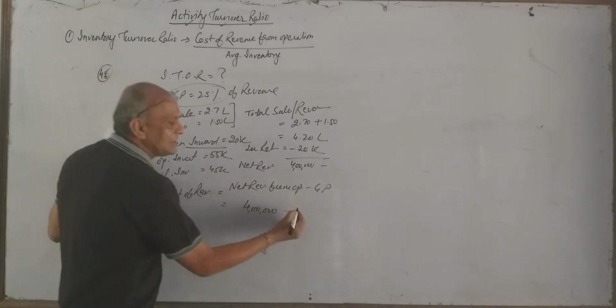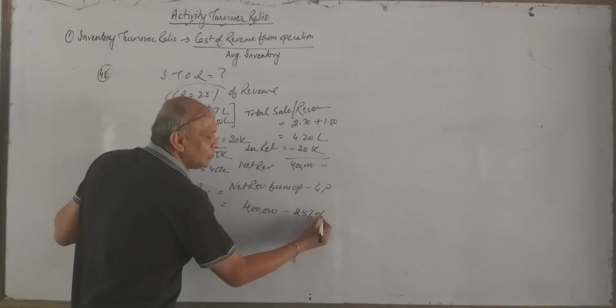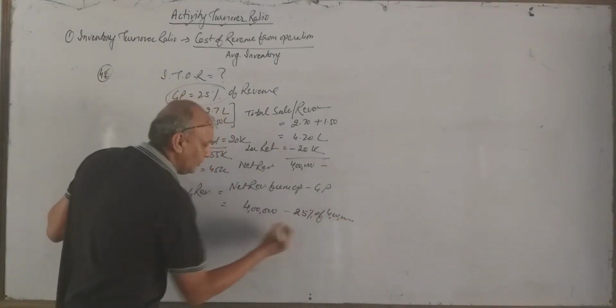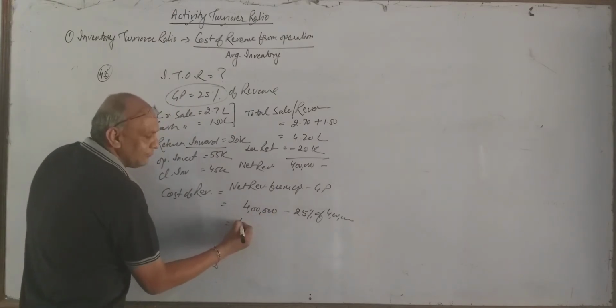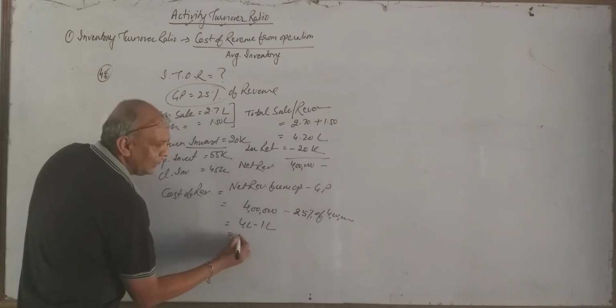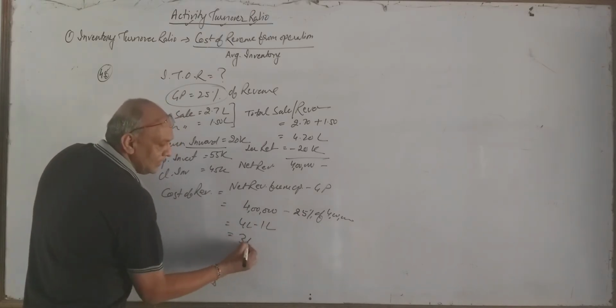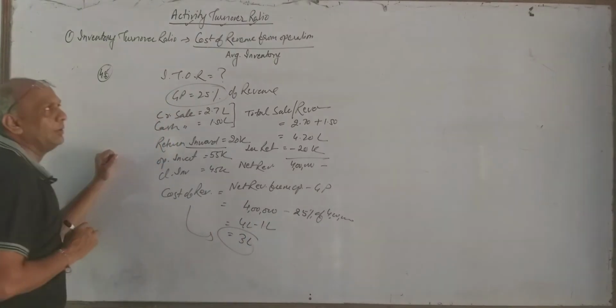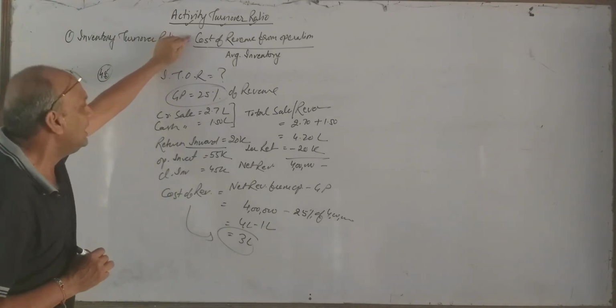तो here minus GP 25% of 4 lakh. तो 4 lakh minus it will be 1 lakh is equal to 3 lakh. 3 lakh is your cost of revenue from operation. One item is with us. Now what do we need?